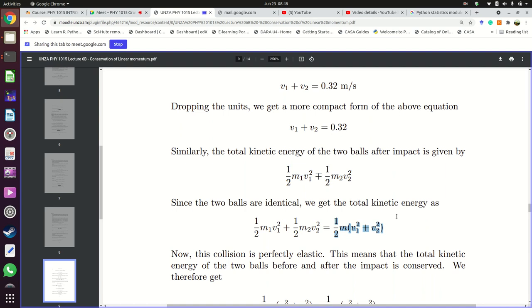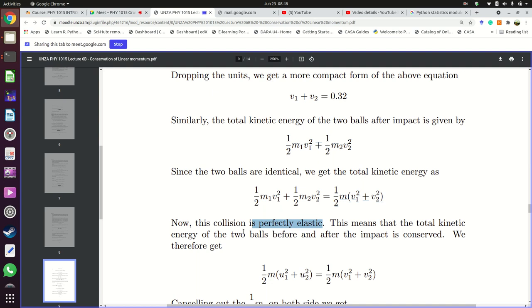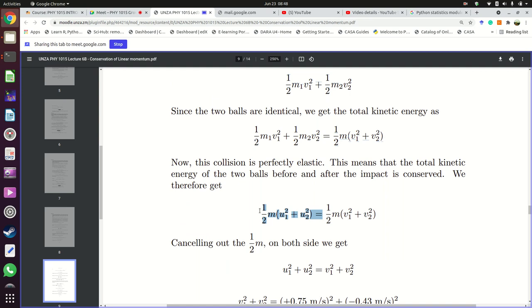Okay. So we have our total kinetic energy before impact. So we have got our total kinetic energy after impact. Since the collision is perfectly elastic, there is a requirement that these total kinetic energies before and after impact should be the same. So we equate them. This bit here is the total kinetic energy before impact. This other lot here is the total kinetic energy after impact. They have to be the same. Now, as you can see, there's a half times m on both sides, so we can cancel that.